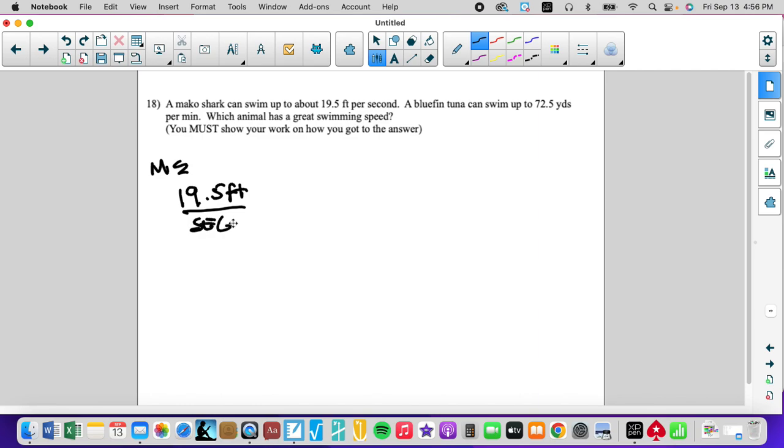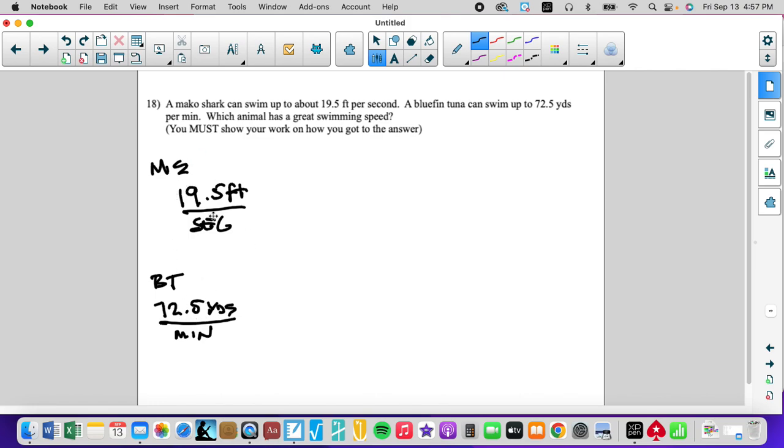That's a unit rate. And then we have a blue tuna, and that blue tuna can swim at 72.5 yards per minute. That's a unit rate. We can't compare these because they have different units: feet per second, yards per minute. So I've got to convert one of them. I've got to convert the feet per second to yards per minute, or I need to convert my yards per minute to feet per second.